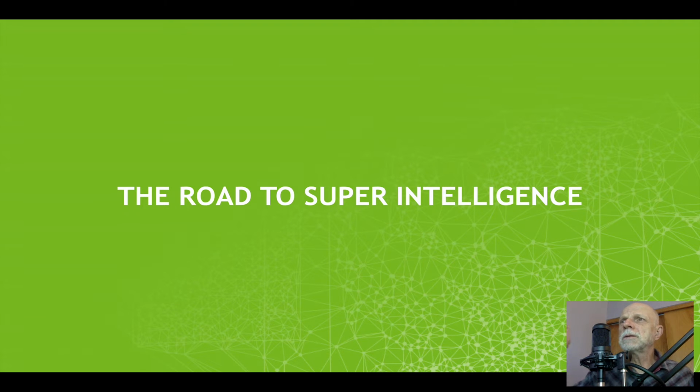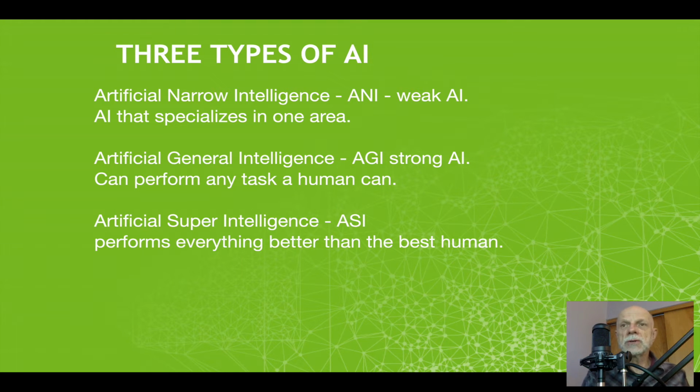And let me take a step back and talk a little bit about the road to superintelligence. Now, artificial intelligence is typically divided into three categories. There is artificial narrow intelligence, or ANI, which is called weak AI. That's AI that specializes in one area. So a machine is really, really good at one thing. Artificial general intelligence, or AGI, is strong AI. That means one machine can perform any task a human can perform. So whatever you can do, one single machine can do. Artificial superintelligence, ASI: one machine performs everything better than the best human. So one machine is the best hip replacement surgeon, cancer diagnosis machine, chess machine, automobile, whatever you can think of. This one single machine is the best at it compared to any human.